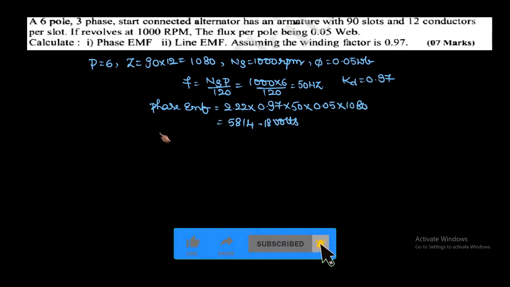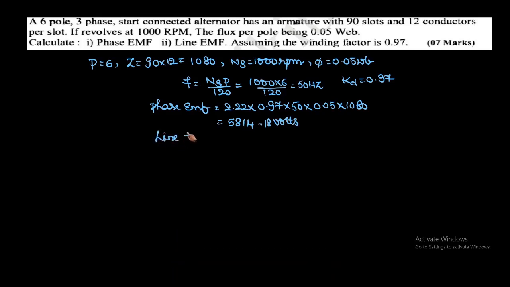Next, line EMF is also asked. Here you can see it is a star connected alternator. So the line voltage, that is the line EMF, will be √3 times the phase value. So you multiply 5814.18 into √3. The final answer you are going to get is 10,070.15 volts. That is how much EMF will be induced in the lines.